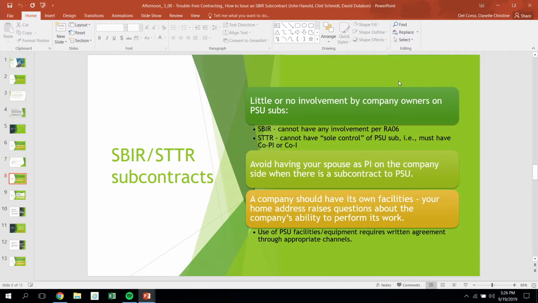on an STTR, because of the expectation of working with an academic research institution, you can be involved, you just can't be the only person involved. A person who's an owner of the company can be the PI on an STTR sub at Penn State, but you have to have a co-investigator or a co-PI. So that's a pretty easy fix.